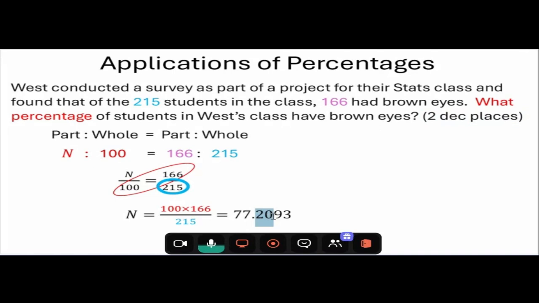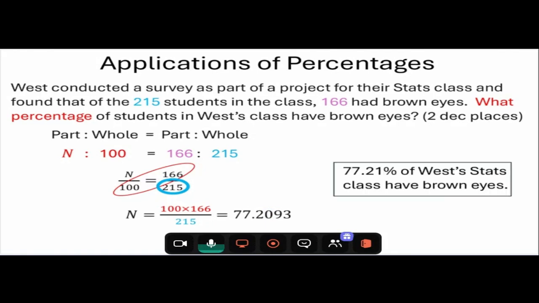77.2. So that 0 is what we want to either round down or up based on the digit that's right after it. The digit after it is a 9, so we are going to round that 0 up to a 1. 77.21% of West's stats class have brown eyes.